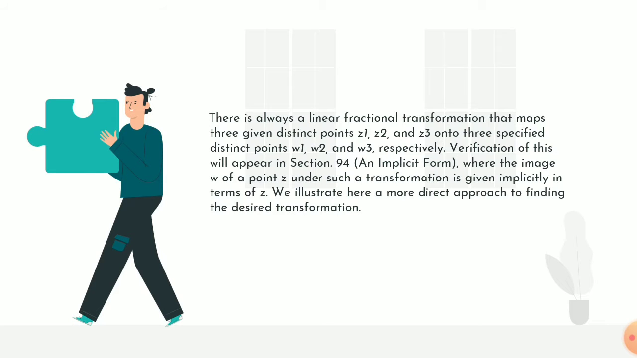There is always a linear fractional transformation that maps three given distinct points z1, z2, and z3 onto three specified distinct points w1, w2, and w3 respectively. Verification of this will appear in the next section, An Implicit Form, where the image w of a point z under such a transformation is given implicitly in terms of z. We illustrate here a more direct approach to finding the desired transformation.